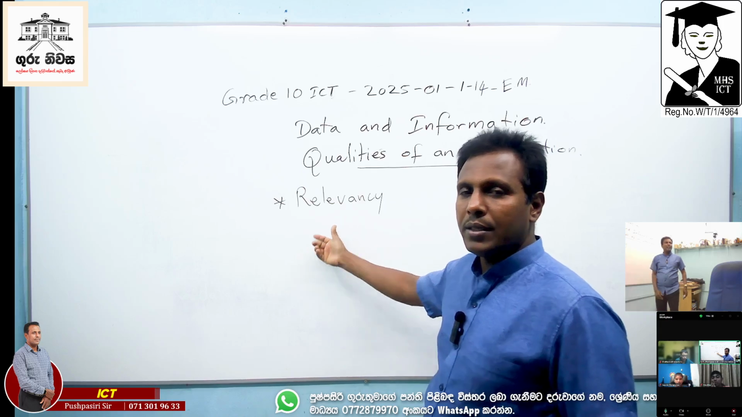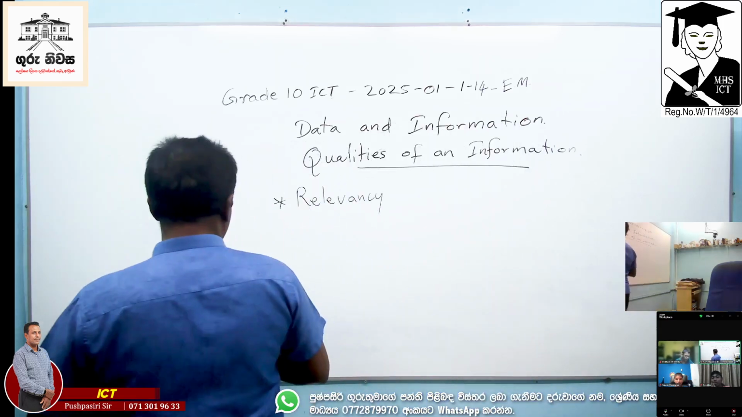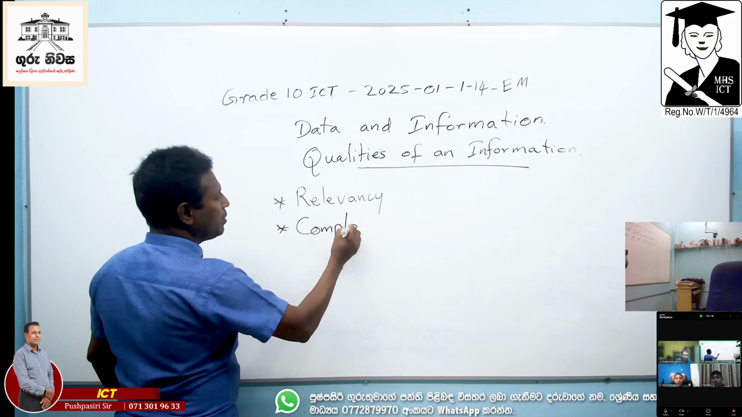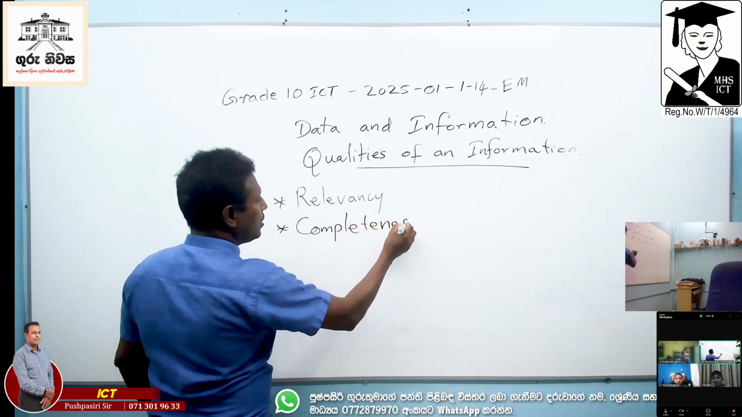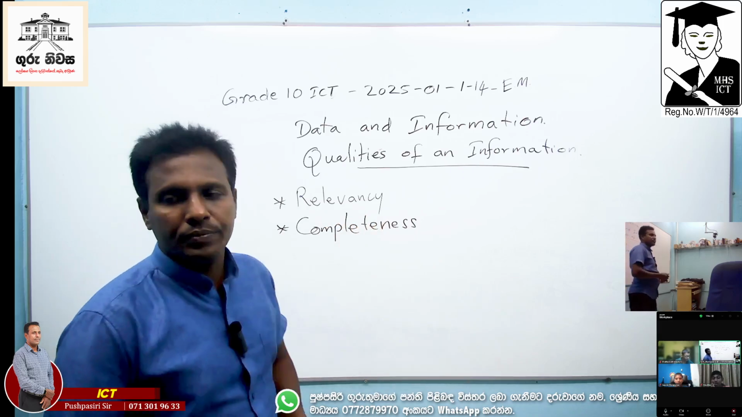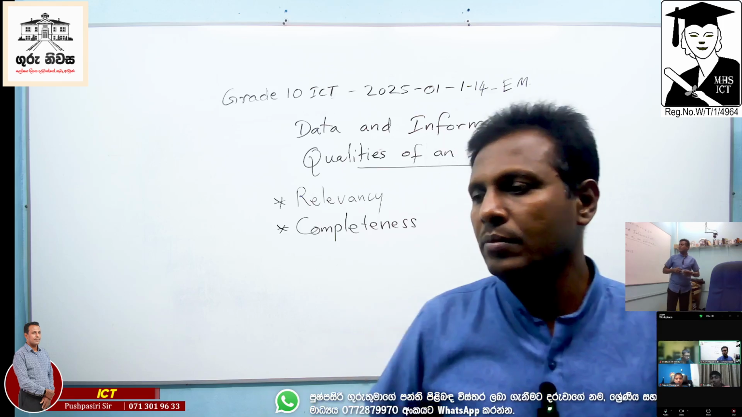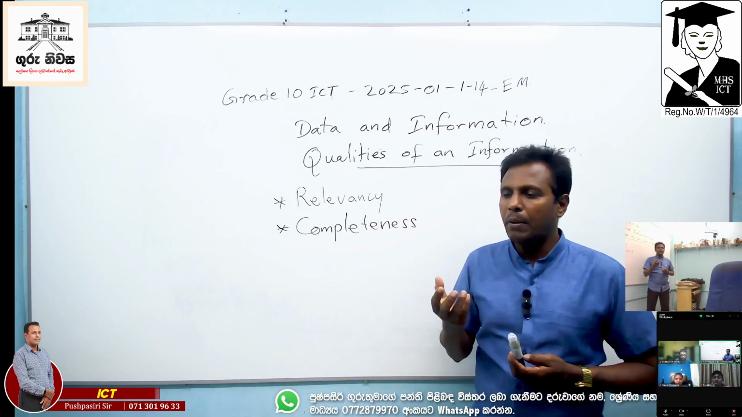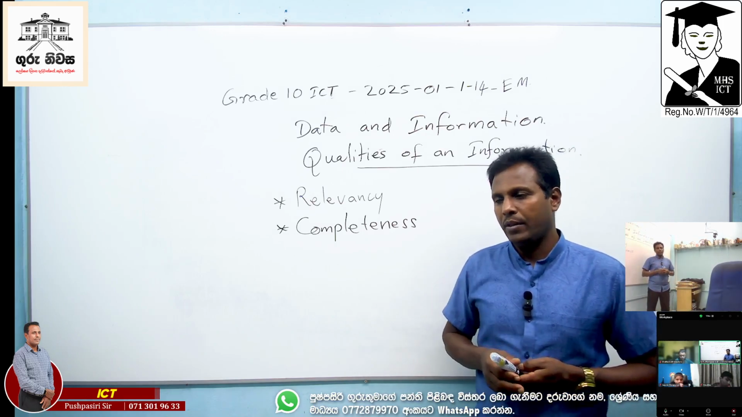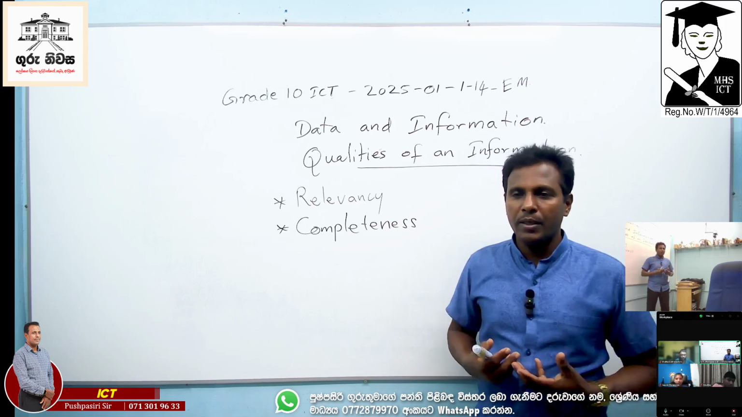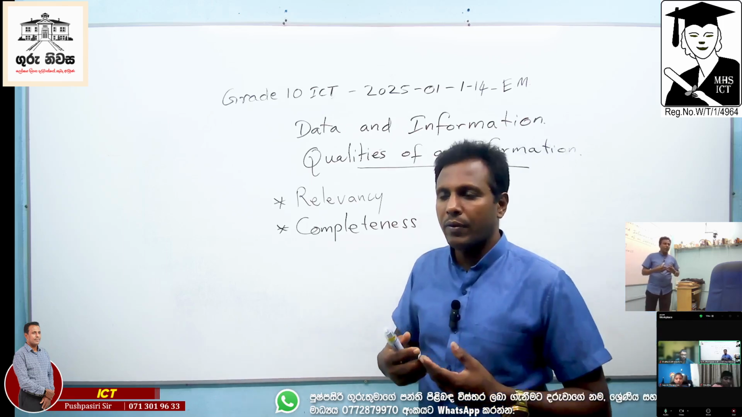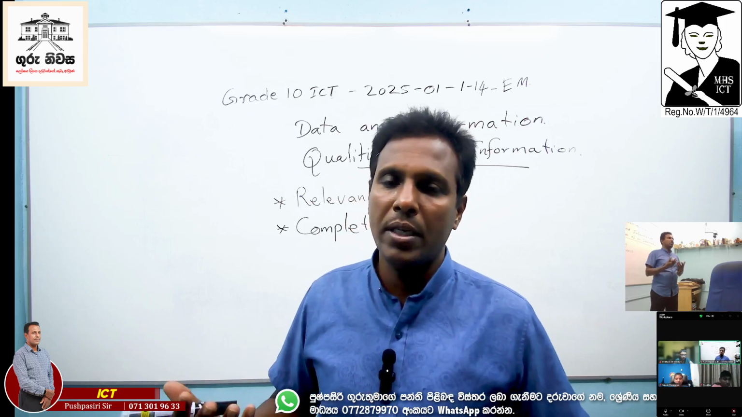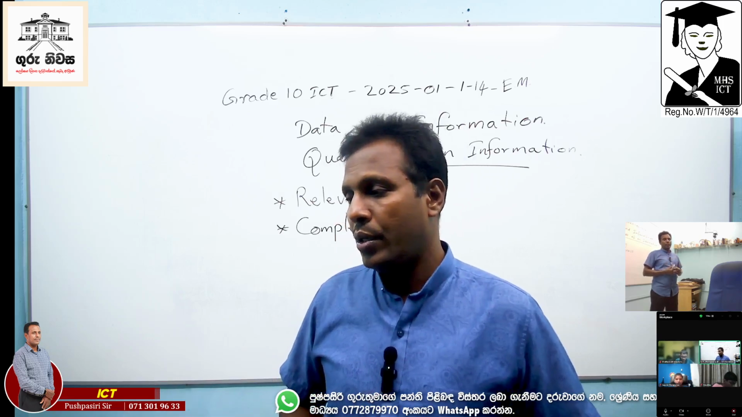Next one is completeness. So what is completeness? That information must be complete, not halfway. If you get that information halfway, then what will happen? That information creates other things which are not true.